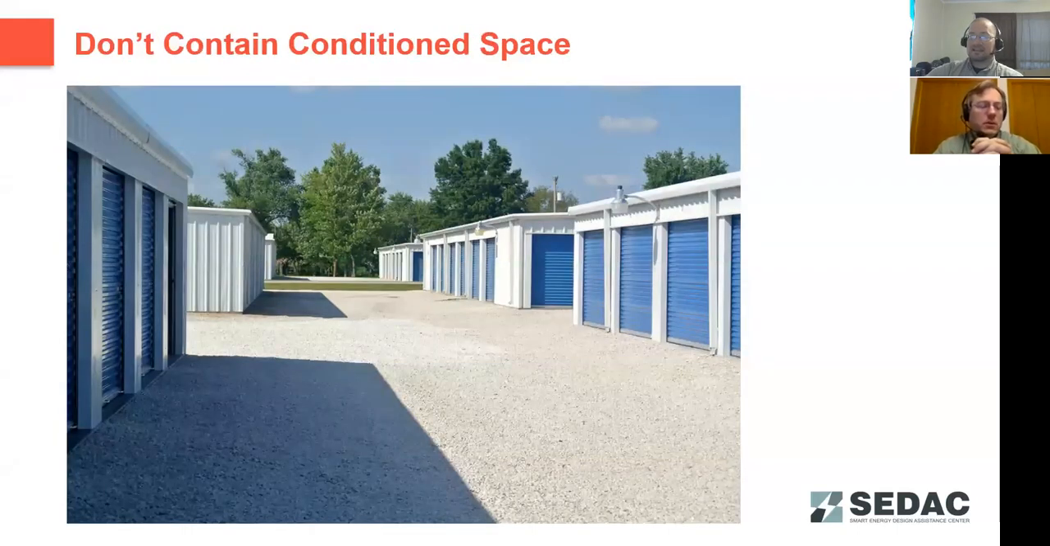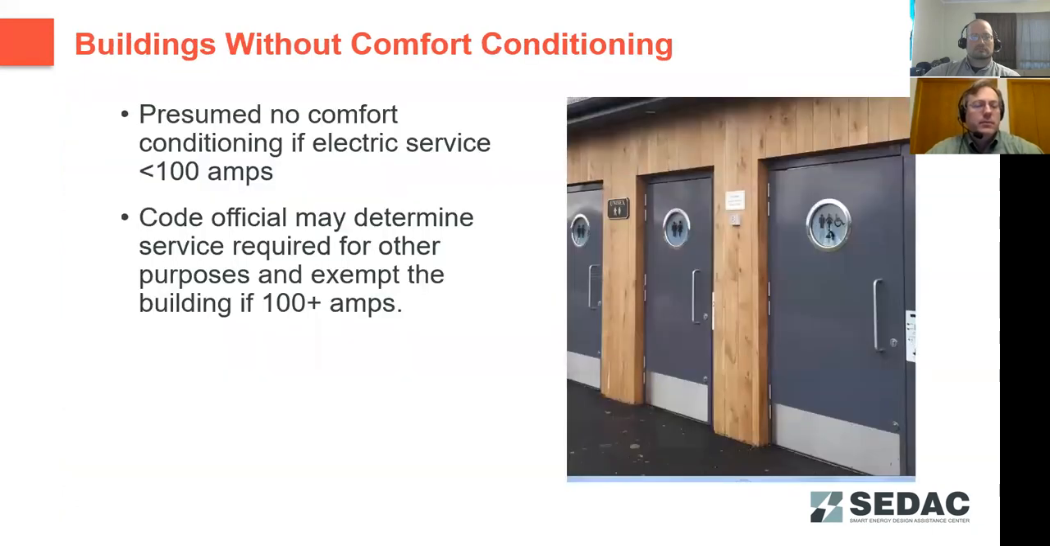Any space that doesn't contain conditioned space, such as these unconditioned storage containers, are not required to meet provisions of the code. Buildings without comfort conditioning: in the Conservation Code and the Illinois amendments, it spells out if you have greater than 100 amps service to the building, there's going to be presumed to have some kind of electric space heating for comfort. If you can show that that service is not providing space comfort conditioning, or if you have service less than 100 amps, then those facilities would be exempt from the energy code.